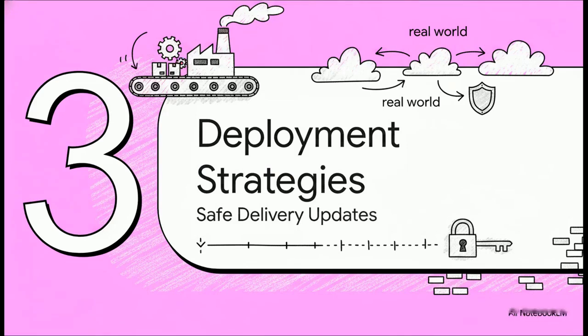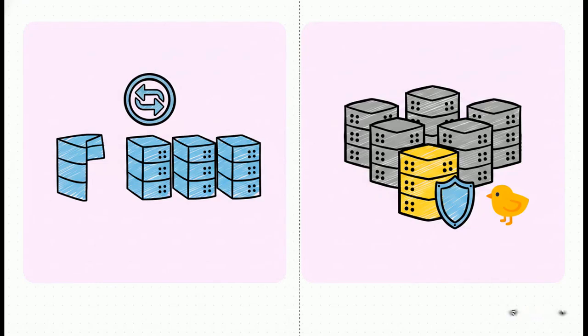Section 3. Smart deployment strategies. Delivering updates safely. Right, so now that we know how our factory processes work, we also need to architect how we actually deliver our output to the real world.